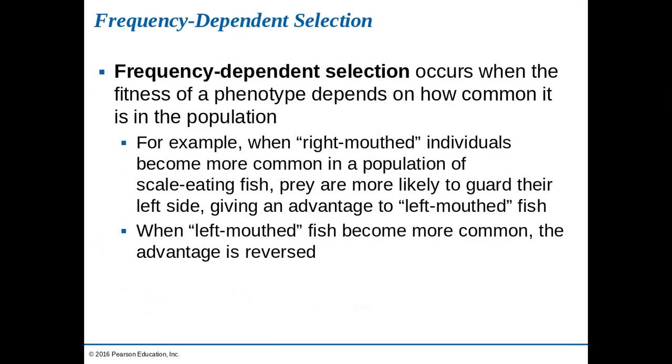Frequency-dependent selection occurs when the fitness of a phenotype depends on how common it is in the population. So, for example, when right-mouthed fish became more common in the population of these scale-eating fish, the prey began to guard their left side, which gave an advantage to the left-mouthed predatory fish. And then when the left-mouthed predatory fish became more common, that advantage reversed.